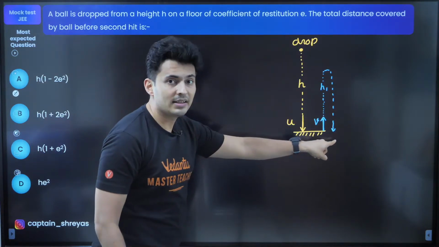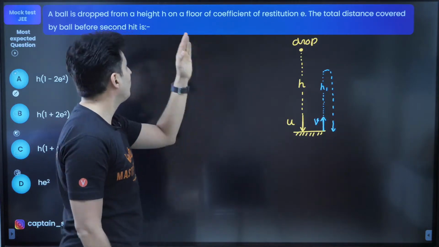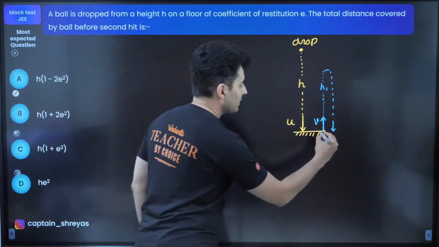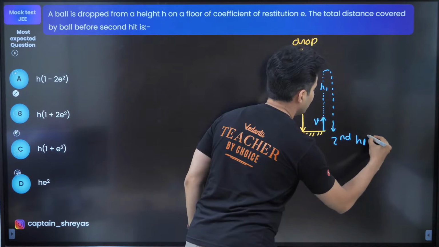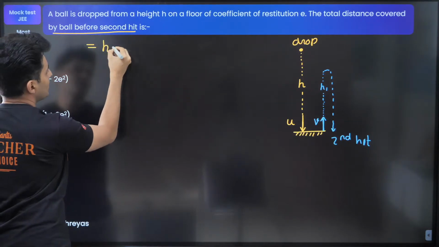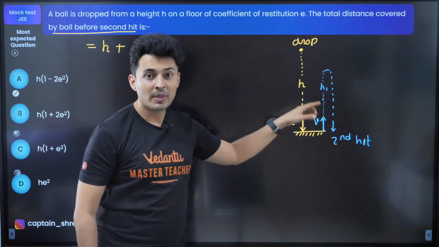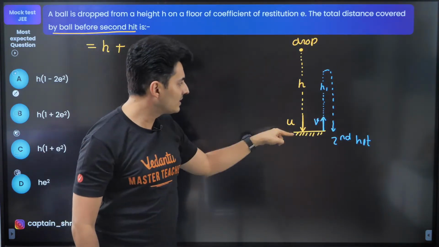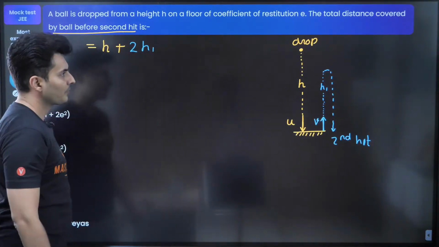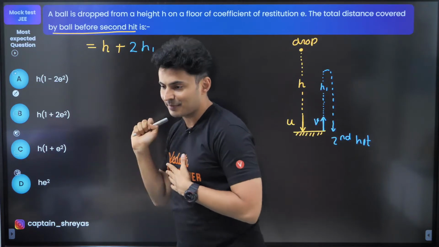Now, this is where it hits the second time. This was the first hit. This is the second hit. So basically what they have asked is to find the distance traveled by the ball before the second hit. Keep this in mind. So hence the total distance will be h plus h1 plus h1. Distance is being asked, not displacement. So this distance plus this distance plus this distance. So hence h plus twice of h1. Now if you notice, the options only have h as well as e.